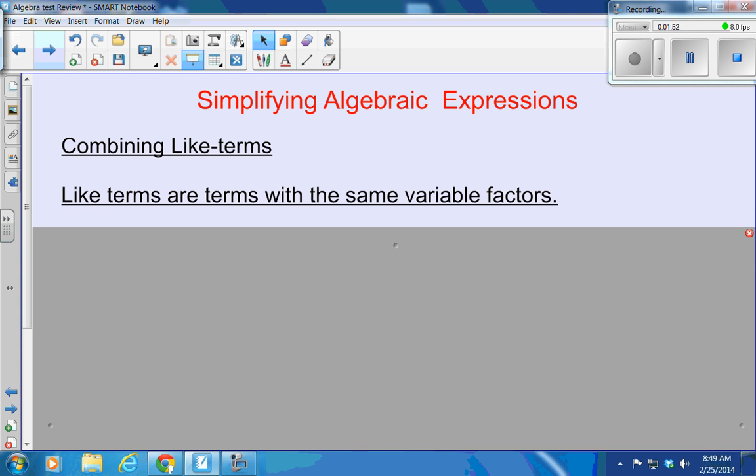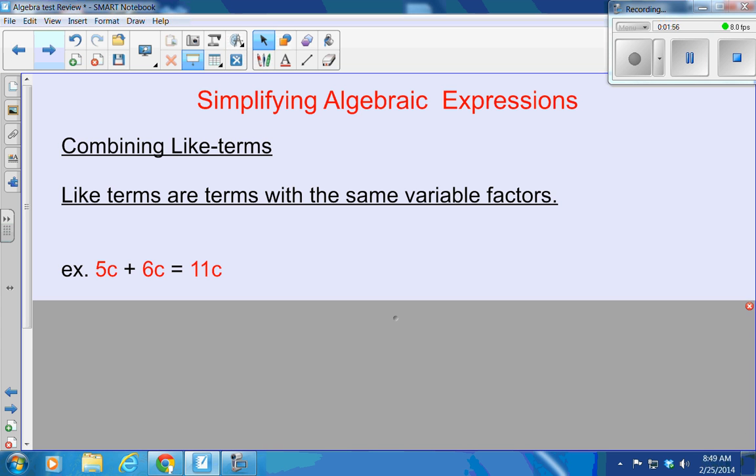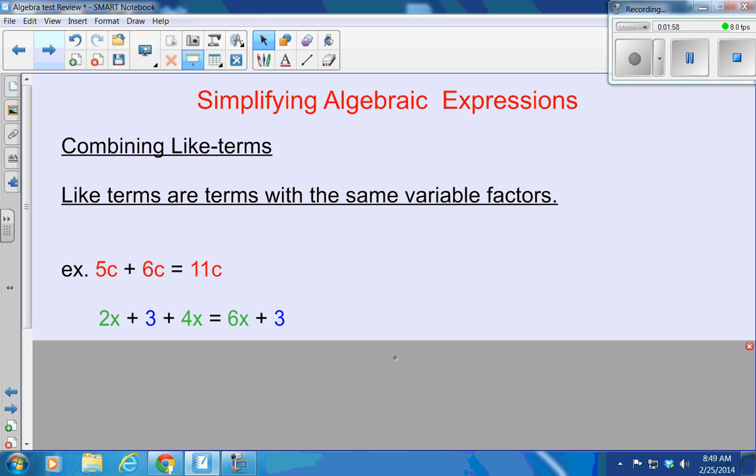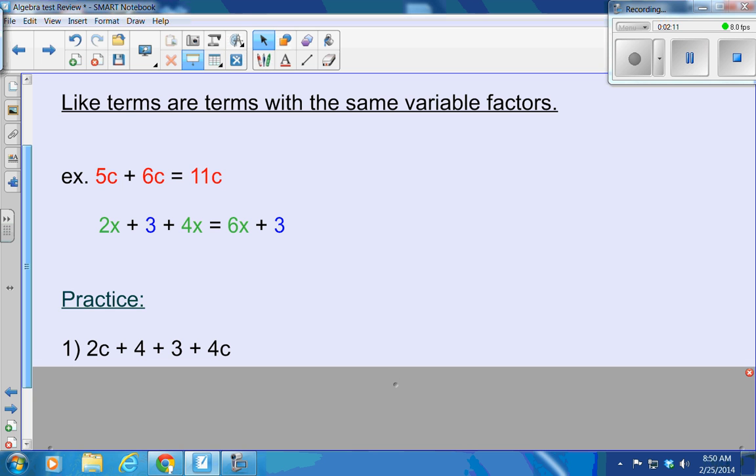So the first part of this test is simplifying algebraic expressions. 5c plus 6c equals 11c. I even color-coded everything for you here. So there's 2x, a 3, a 4x, and I combine the x's. Hopefully this is a review for you, but what gets tricky is the positive and the negative signs. We'll get to that in a sec. So pause your recording now, and please do number 1.